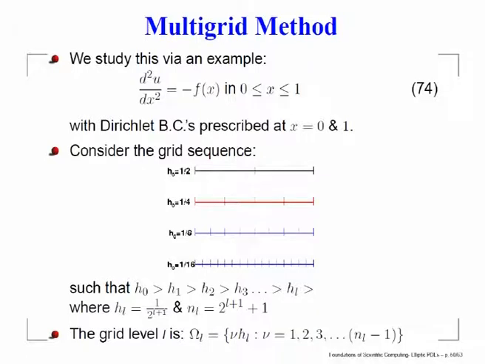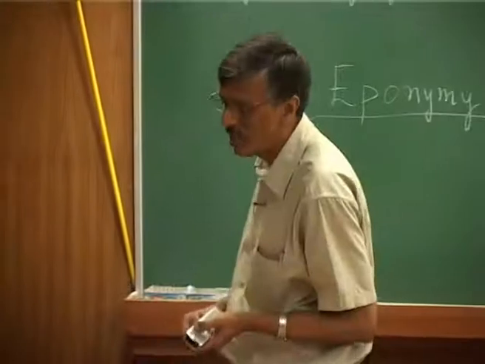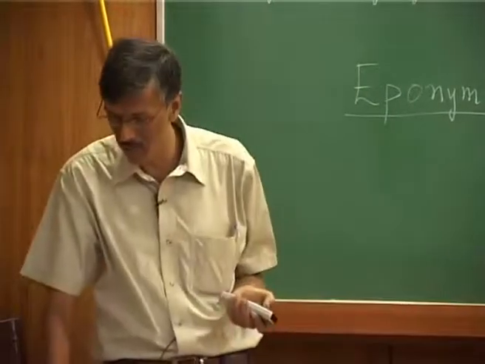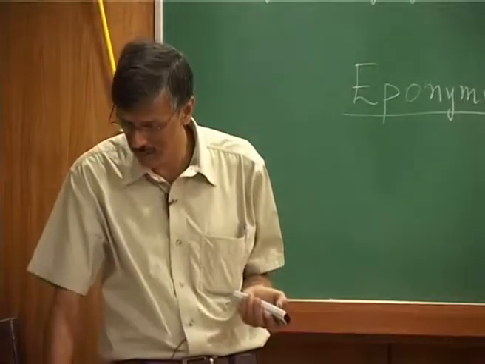So at any Lth level, we can talk about a grid given by the set. We'll write it as omega L, which would be nothing but nu times HL. Nu is the counter of the points. So if I have the spacing as HL, I will have HL, 2HL, 3HL, all the way up to NL minus 1 into HL. Okay? So this is the idea.